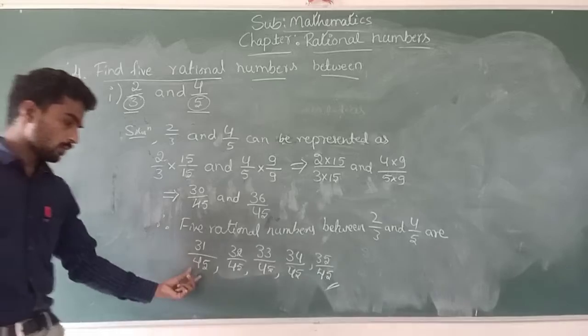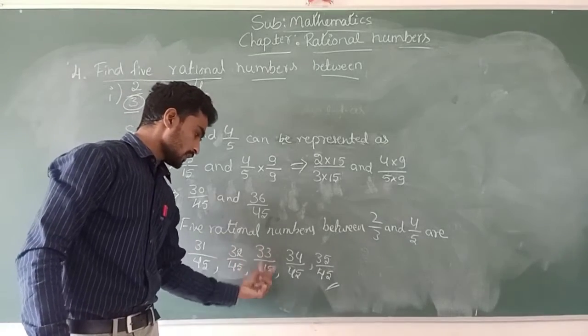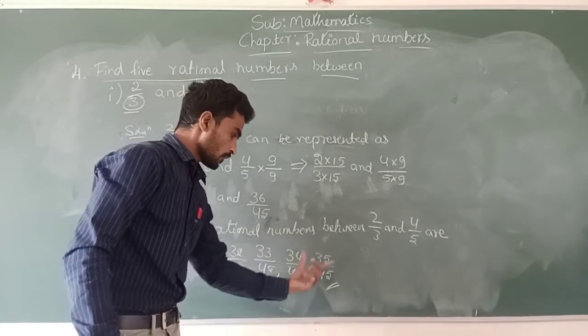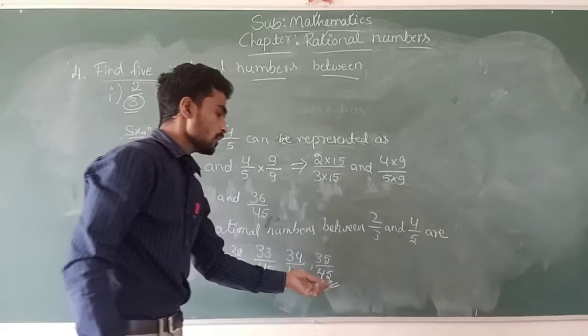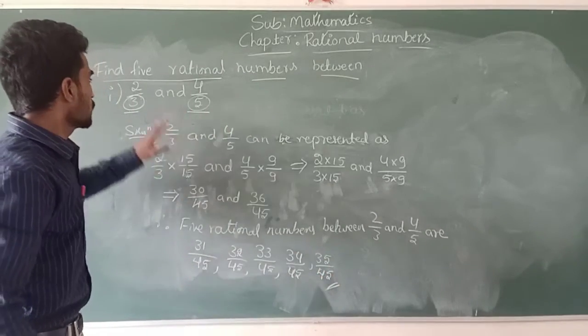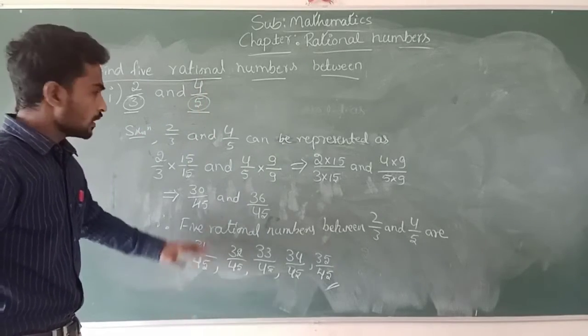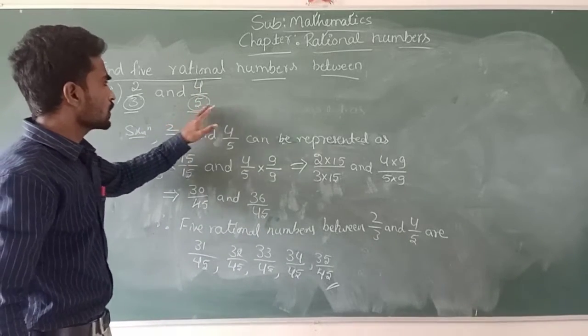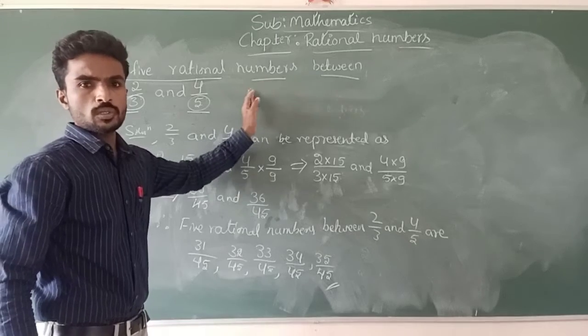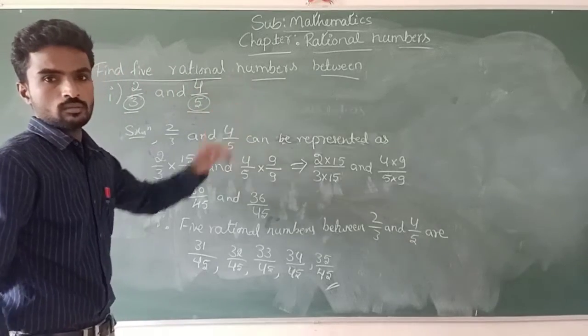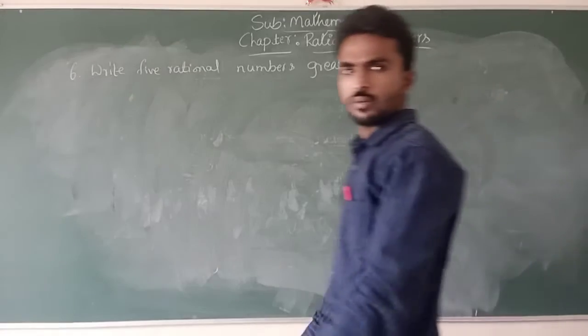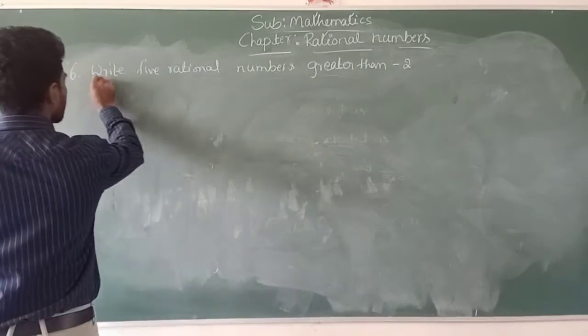Then 31 divided by 45, 32 divided by 45, 33 divided by 45, 34 divided by 45 and 35 divided by 45 are the rational numbers in between 2 by 3 and 4 by 5. Likewise, you can solve the remaining two sub-questions in these questions. Now going to solve question number 6 in that exercise.